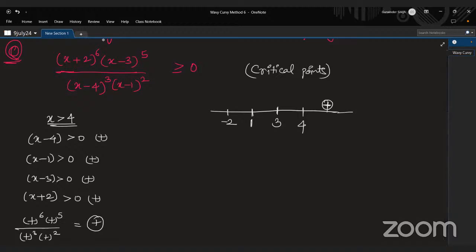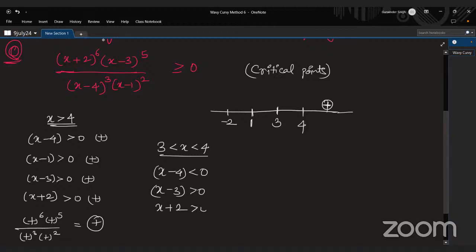Second, I will check between 3 and 4. So between 3 and 4, x minus 4 will be negative. But x minus 3 will be positive, right? Because it is greater than 3. Similarly, x plus 2 will also be positive. Okay, then what is left? X plus 2, x minus 1. What will be x minus 1? X minus 1 will be positive.